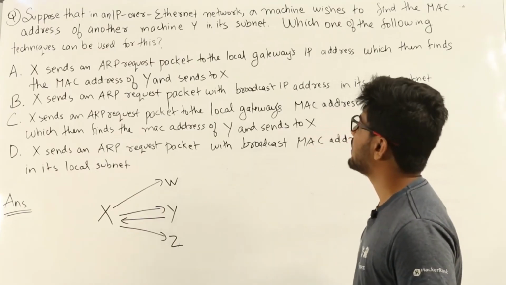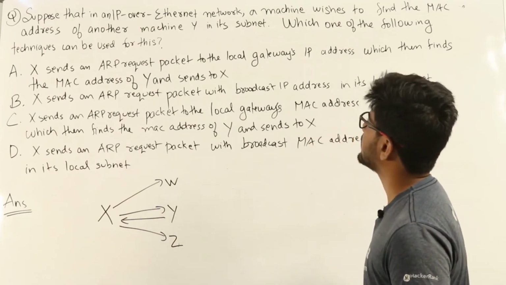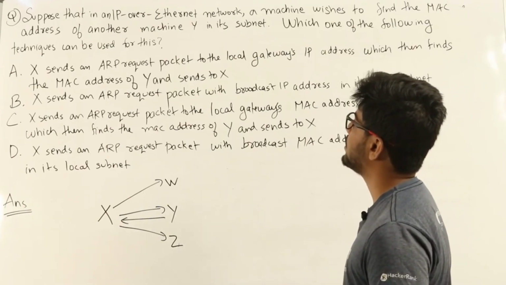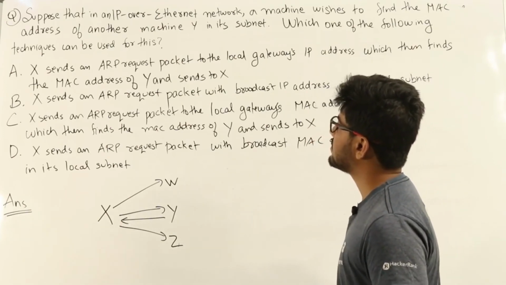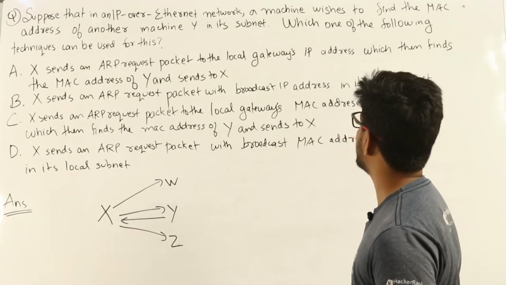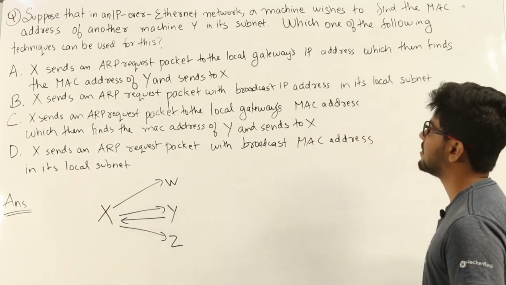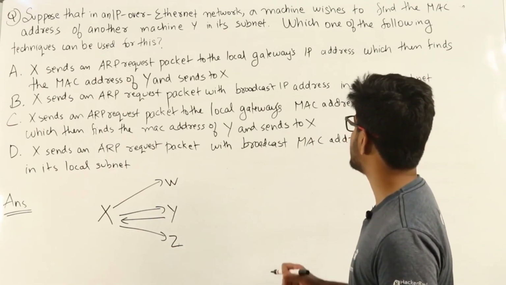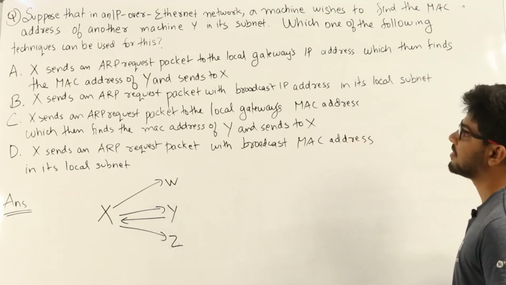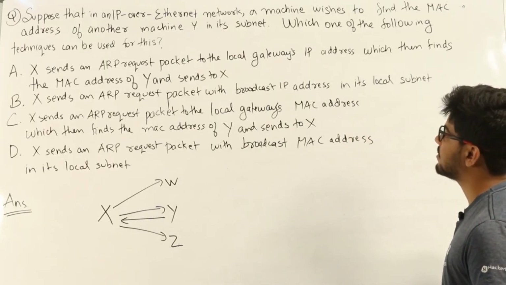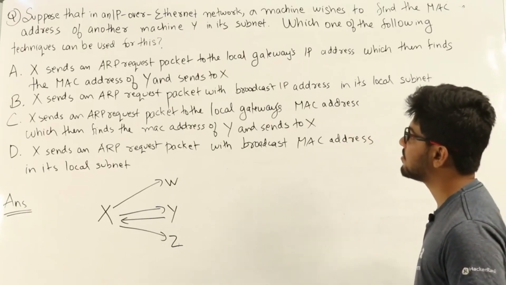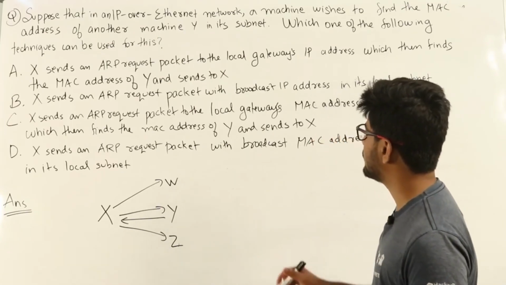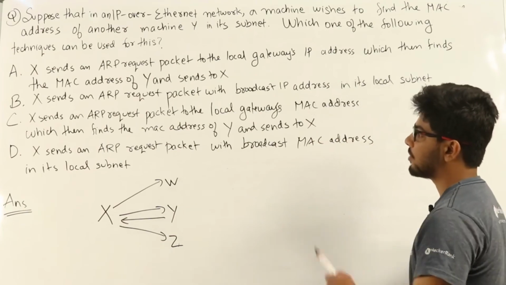Suppose that in an IP over Ethernet network, a machine X wishes to find the MAC address of another machine Y in its subnet. Which one of the following techniques can be used for this? A. X sends an ARP request packet to the local gateway's IP address, which then finds the MAC address of Y and sends to X. B. X sends an ARP request packet with broadcast IP address in its local subnet. C. X sends an ARP request packet to the local gateway's MAC address, which then finds the MAC address of Y and sends to X. D. X sends an ARP request packet with broadcast MAC address in its local subnet.